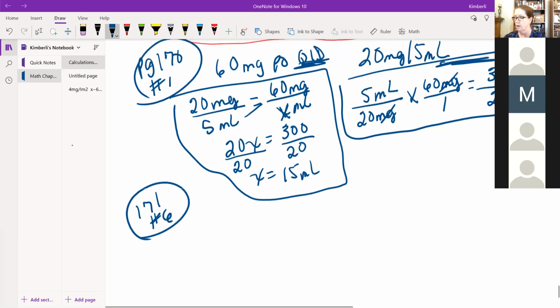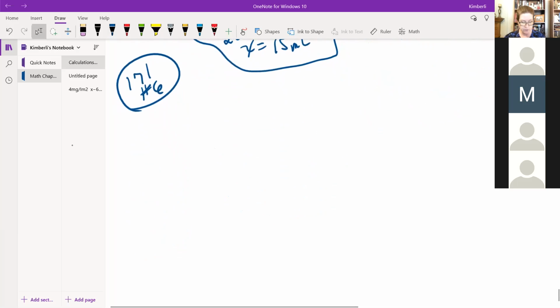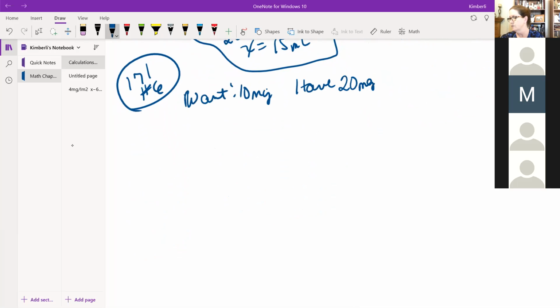So looking at page 171, number 6, the fluoxetine comes as 20 milligrams per 5 mLs, and we want to give the patient 10 milligrams. So we want 10 milligrams, and we have 20 milligrams per 5 mLs. In order to figure this out, we want half of 20 milligrams, so we're going to need half of 5 mLs, which would be 2.5, right?